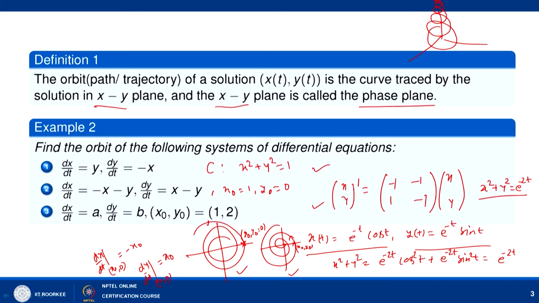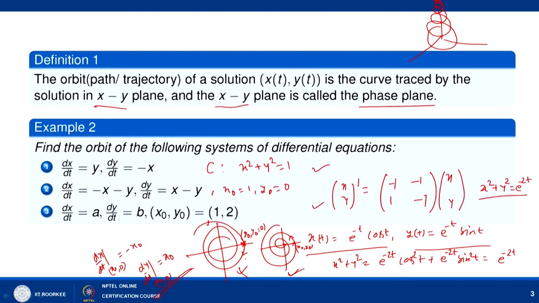Here, if y₀ were moving downward, it would mean that y₀ is negative and dy/dt is decreasing, but we have discussed that dy/dt is increasing. So, this will not give you the orbit of the system dx/dt = -x - y and dy/dt = x - y. It will give you a figure like this.